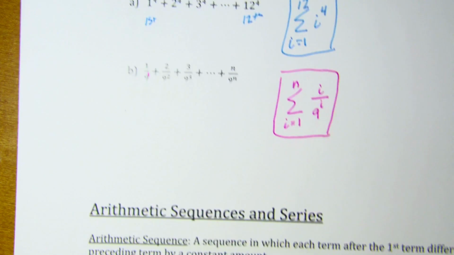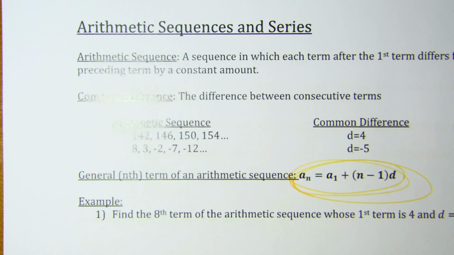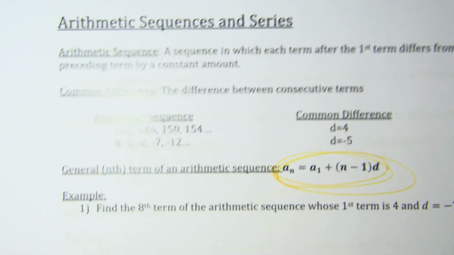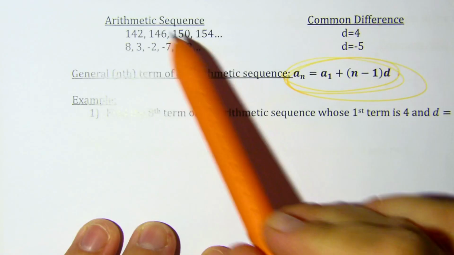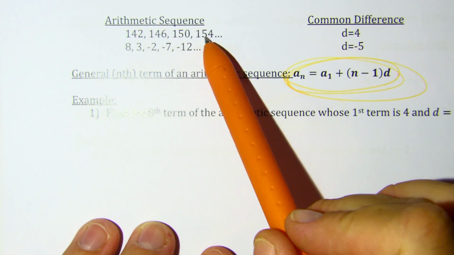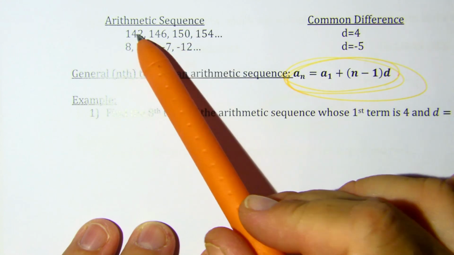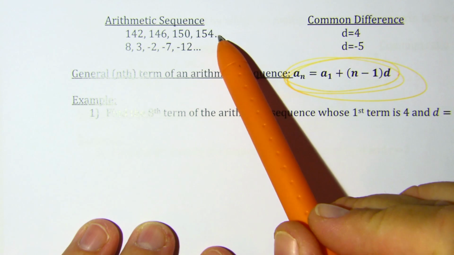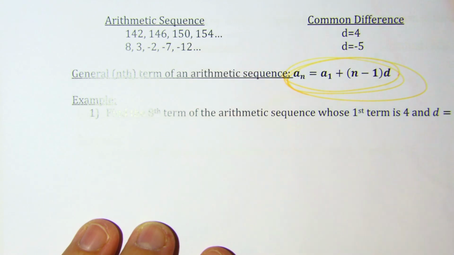Now, there are 2 types of sequences and series that we're going to be looking at, and the first one is called arithmetic sequences and series. This is the type of pattern where we are adding or subtracting the same amount from one term to the next. So if you see a couple of patterns here, we have 142, and then 146, and then 150, 154, and the difference is that we're adding 4 to get each next number. The next would be 158, and then 162, and so on.